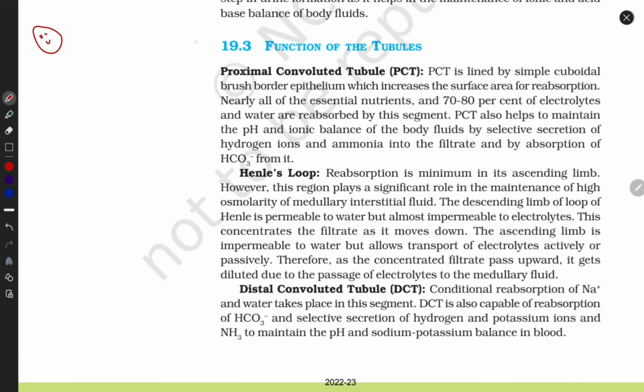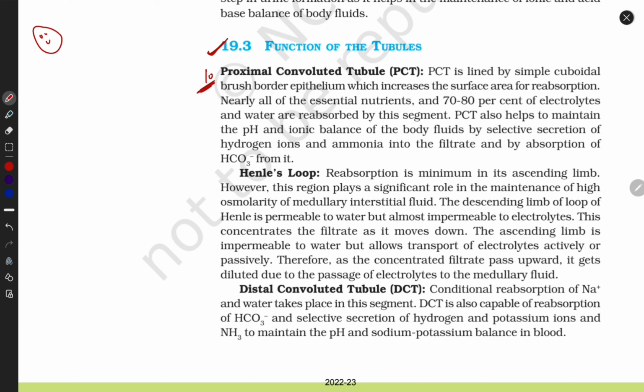So let's start with functions of tubule. In our previous video, we discussed how urine forms, how urine is excreted, what the GFR is, everything. And now let's start with the functions of tubules like PCT, Henle's loop, DCT, collecting duct. Let's start with PCT, proximal convoluted tubule.